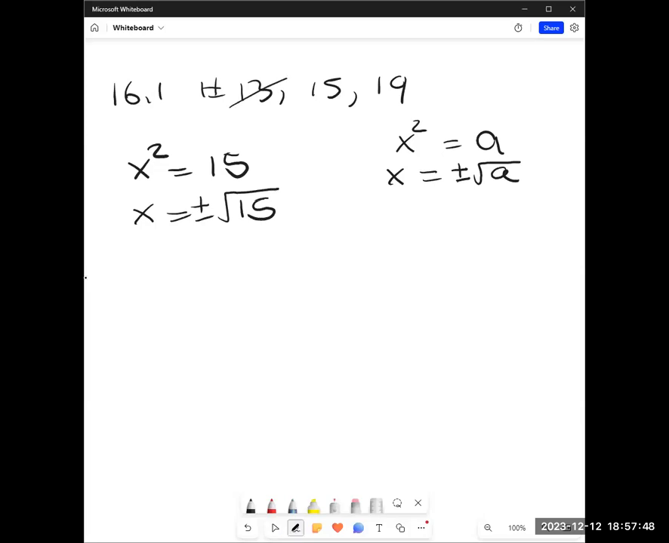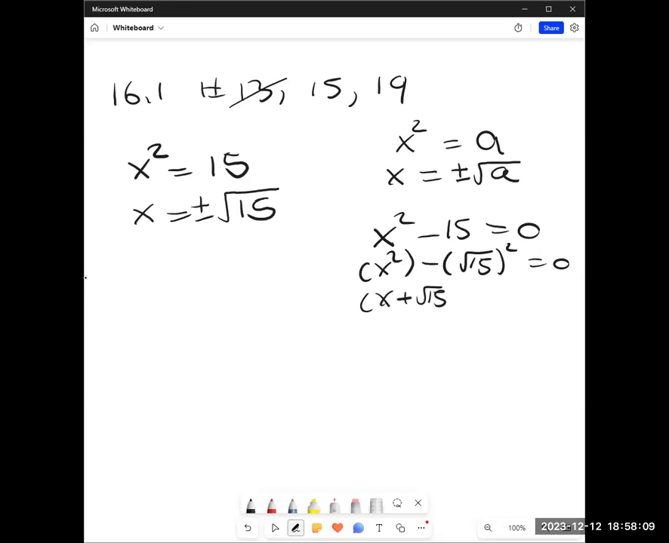We would get the same answers to that if we had solved by factoring. I'm just going to show you that since we did a solve by factoring video last time. We would have to think of this as a difference of squares, as this being x squared minus the square root of 15 squared. And then we would write this as x plus the square root of 15 and x minus the square root of 15. And then we would set each factor equal to 0. And we would solve.